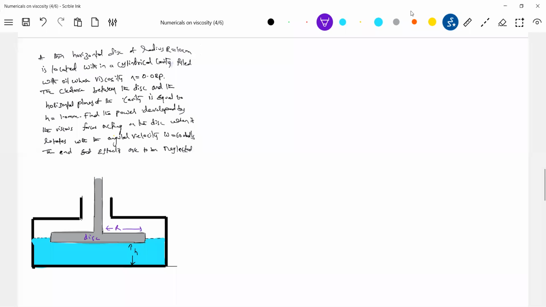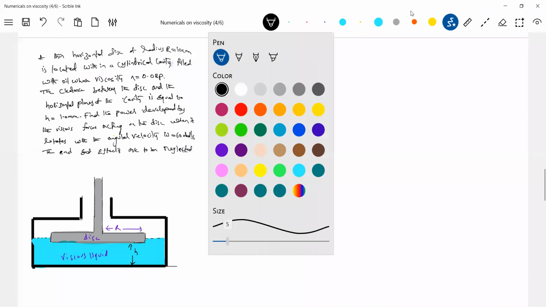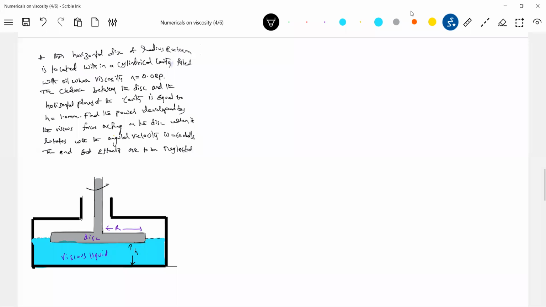This is a viscous liquid. Read the question and get into the diagram. These are good geometry-based problems, where you're supposed to make observations of the diagram.